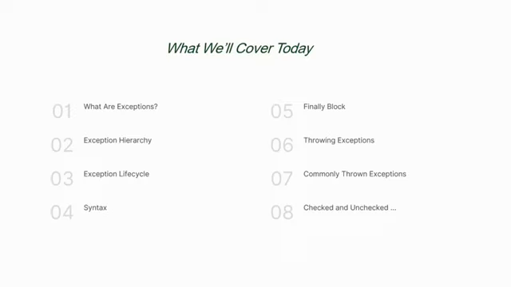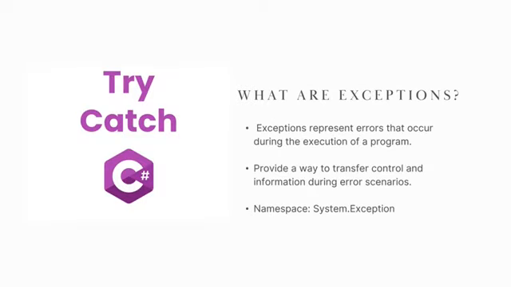And moving forward, we will learn about the finally block, which ensures a specific code execution regardless of an exception. We will also explore throwing exceptions to understand how to manually raise them. To give more context, we will look at commonly thrown exceptions in C Sharp. Lastly, we will cover checked and unchecked exceptions, discussing how they differ and their implications in coding. So let's get started.